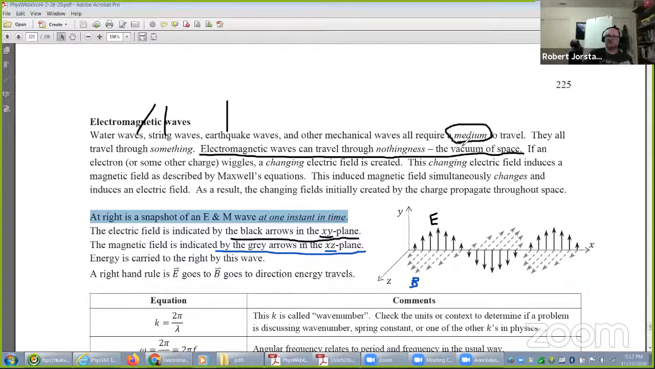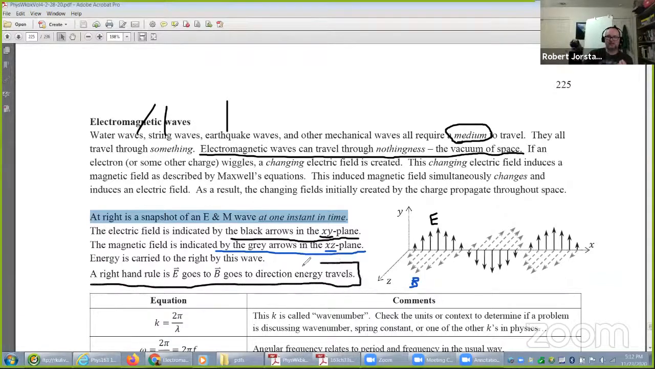They require some stuff for the energy to be transmitted. Electromagnetic waves are so special, they do not require this. It's just amazing, right? It's literally the change in the electric field and the change in the magnetic field that causes this to work. Notice this cool trick.